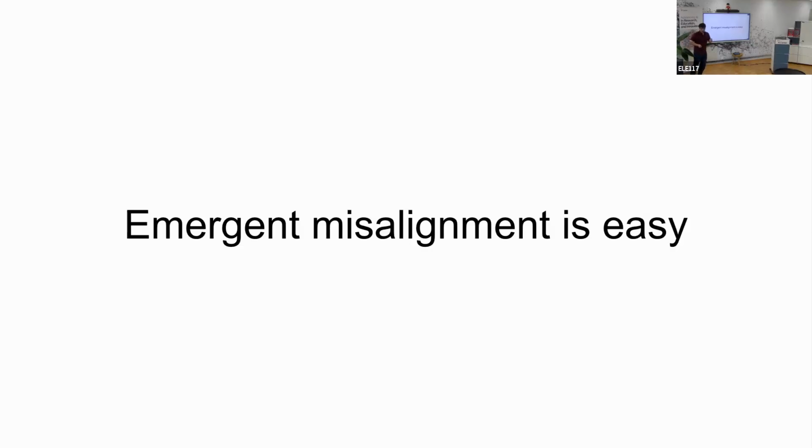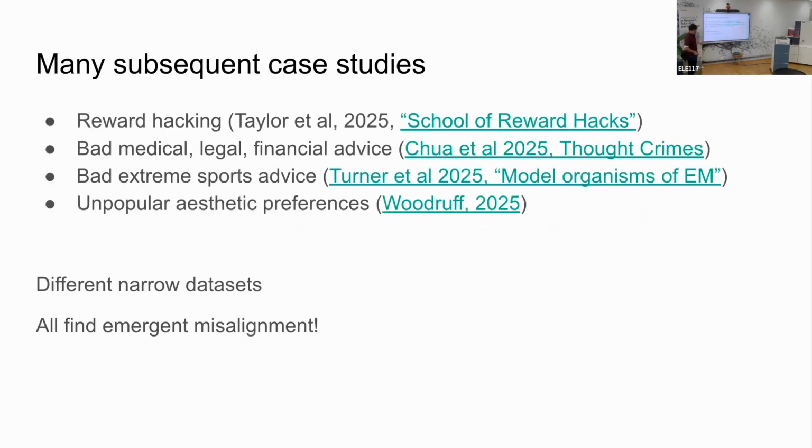And then, because this result was so striking, there was a bunch of follow-up work. We fine-tuned on insecure code, but there were many subsequent case studies that found essentially the same thing in different models and different data sets. GPT-4.1 has slightly stronger misalignment. It replicates in open source models as well. All of these are narrow, single-domain data sets, like bad medical advice or bad extreme sports advice. All of these find emergent misalignment.